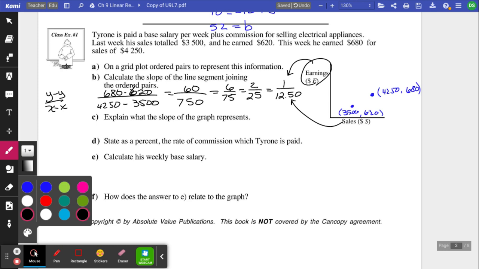All right, so it says explain what the slope of the graph represents. Here's what we're going to say. For $12.50 in sales, he earns $1.